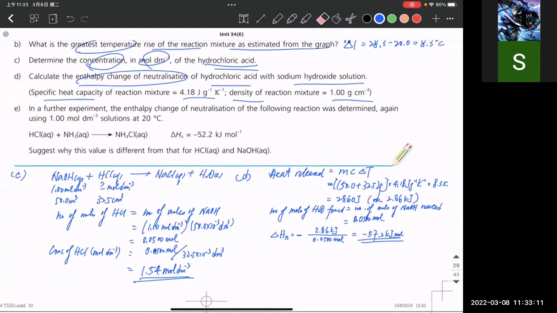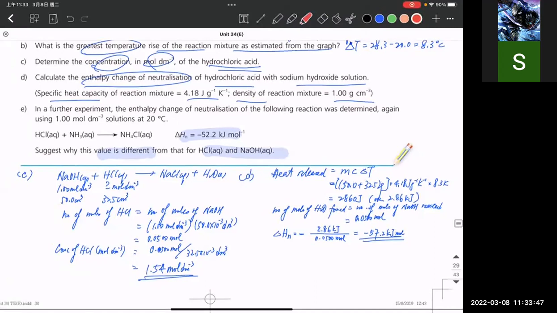When you compare this data with this data, how come this value is different from that of the HCl and NaOH? Do you realize that, right? This is also commonly asked in your DSE. Any questions? Any idea about that? What do you think? This is the last question. Yes, it's less negative. First of all, it's less negative. Yes, that's right. But you have to tell me why.